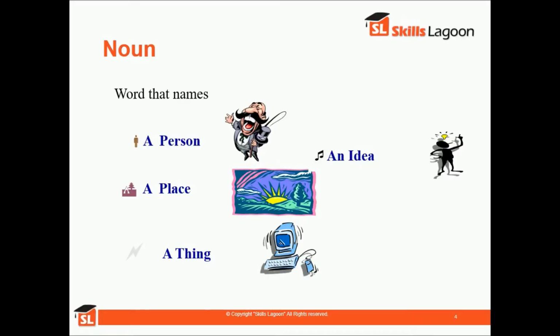Ram, Sham, John, Mary. Places like England, London, India, Australia. Things: computer, pencil box, pen, pencil. Ideas: a good idea, a bad idea, a feeling that I am feeling good, a bad feeling. These all are nouns when they can be named.